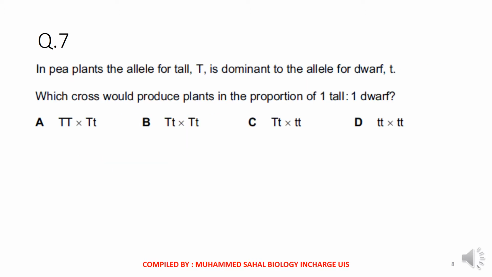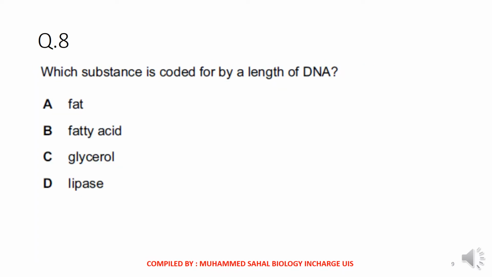In pea plants, the allele for tall, T, is dominant to the allele for dwarf, small t. Which cross would produce plants in proportion of 1 tall to 1 dwarf? Answer is C. Question number 8.